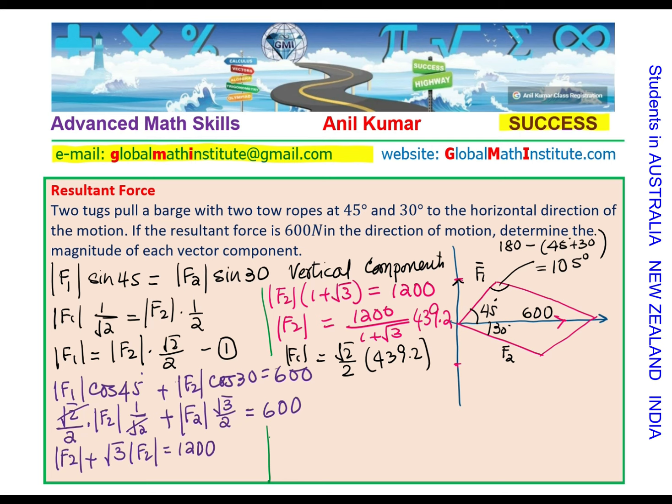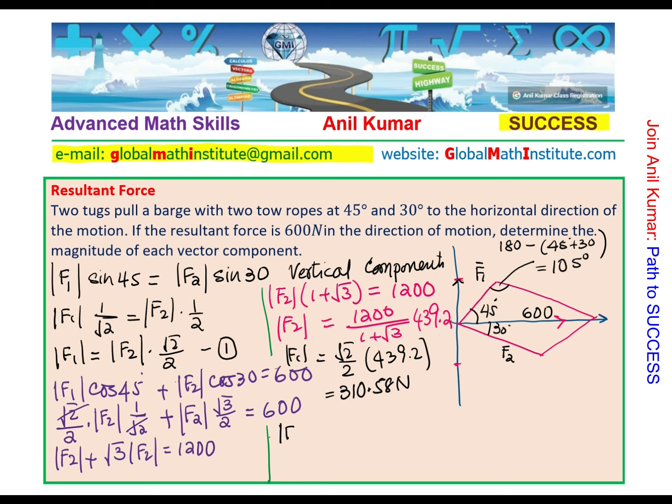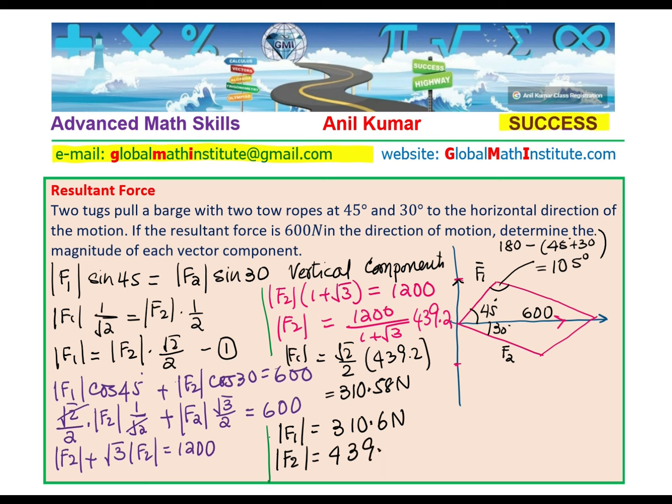And we get 310.5 newtons, 5.8, so we could actually round it to 6, right? So we can actually rewrite this as the major forces. We'll find the components later. So we got the force F1 magnitude as 310.6 newtons, and the magnitude of F2 is 439.2 newtons. So as predicted, you see the magnitude of F2 is more than that of F1, correct?